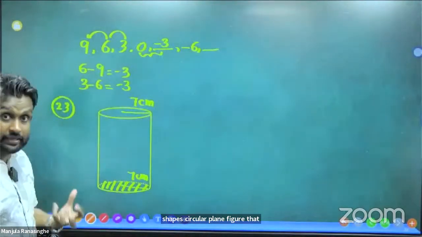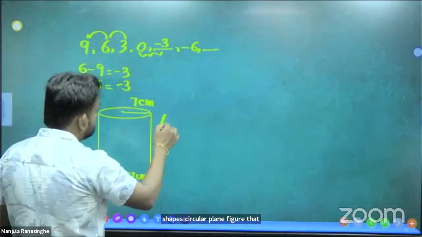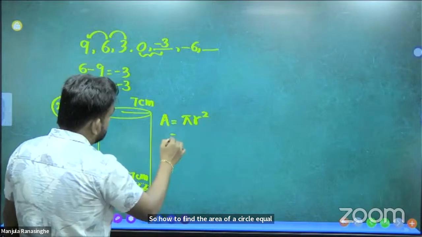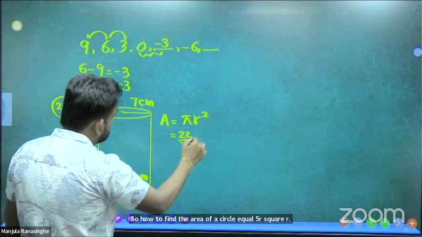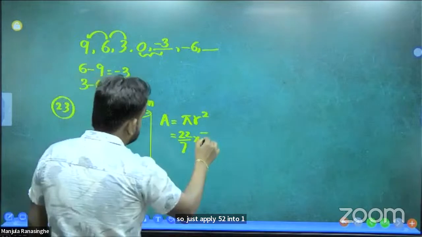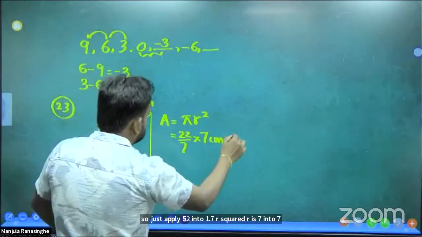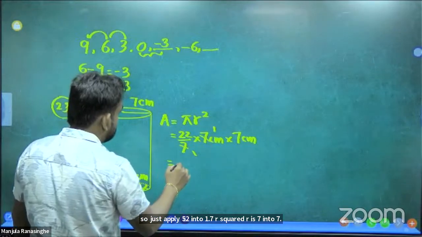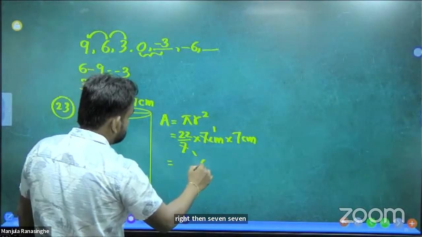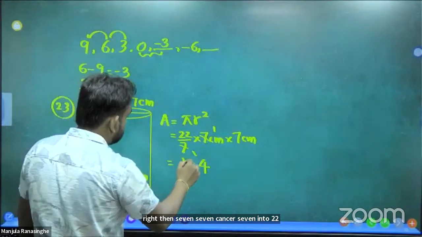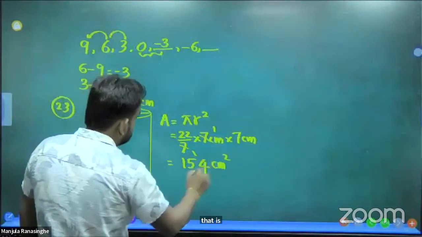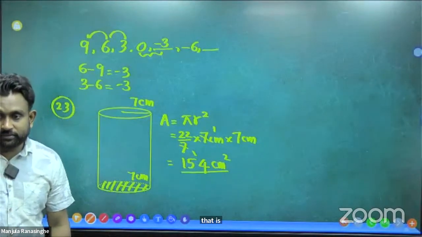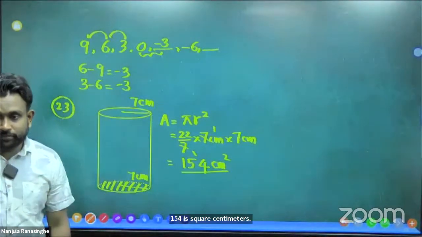So the circle area. How to find the area of a circle? Equal πr squared. So just apply π as 22 upon 7, r squared. r is 7 into 7. Then 7 7 cancel. 7 into 22, that is 154 square centimeters. 154 square centimeters. Right. That is a very simple question.